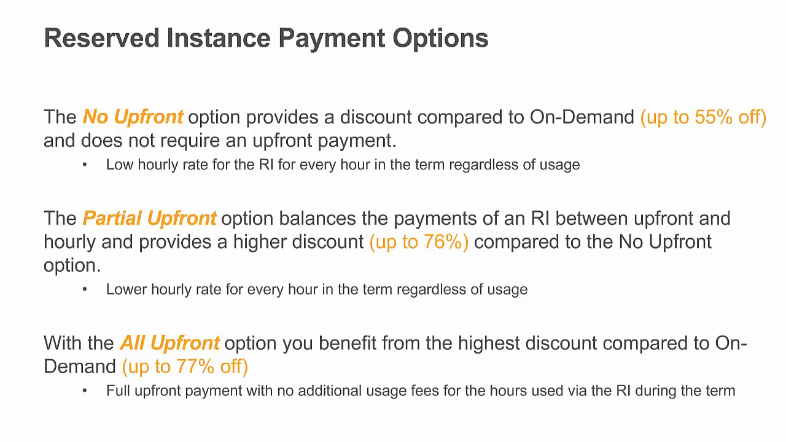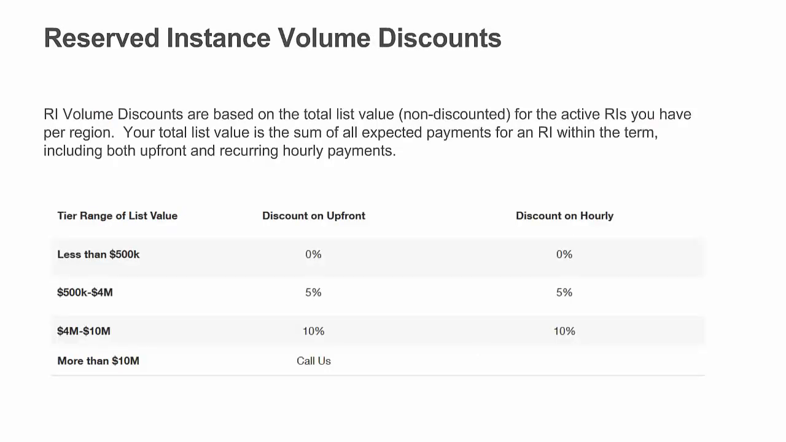There are 3 payment options for reserved instances, each with a different upfront amount. First, no upfront. You are billed a discounted hourly rate for every hour within the term, regardless of usage, and no upfront payment is required. Partial upfront. A portion of the cost must be paid upfront, and the remaining hours in the term are billed at a discounted hourly rate, regardless of usage. And finally, all upfront. Full payment is made at the start of the term, with no other costs incurred for the remainder of the term, regardless of hours used. The all upfront payment option provides you with the highest discount.